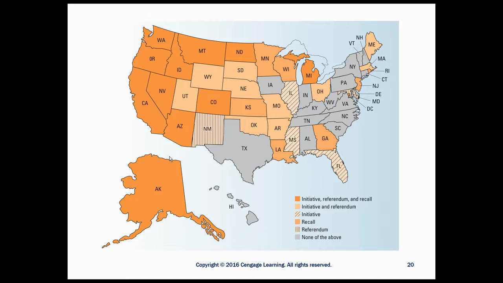The dark orange ones are the states that have all of these. The light orange have initiative and referendum. The ones with the diagonal lines have initiative. The medium color orange has recall only. The ones with the horizontal lines have a referendum, and then the gray ones have none of the above.